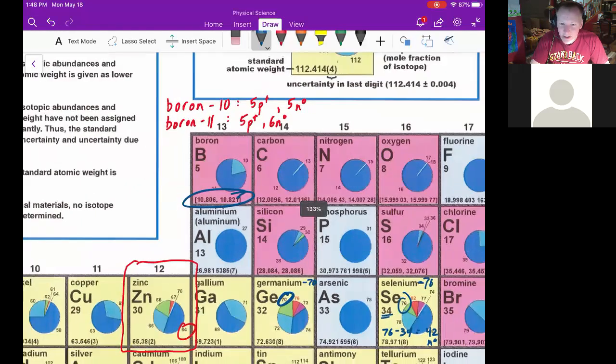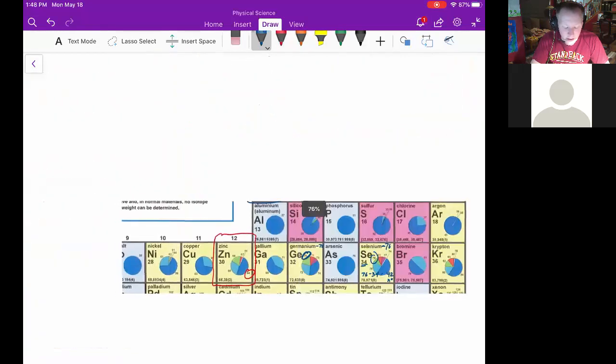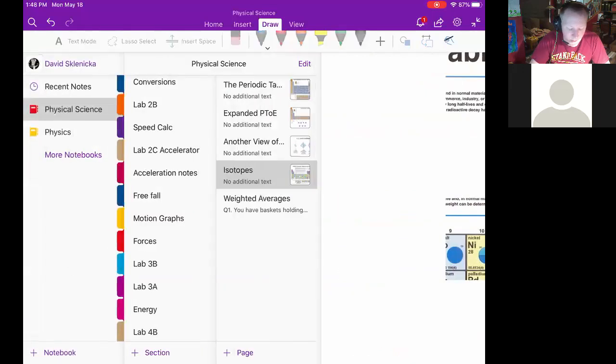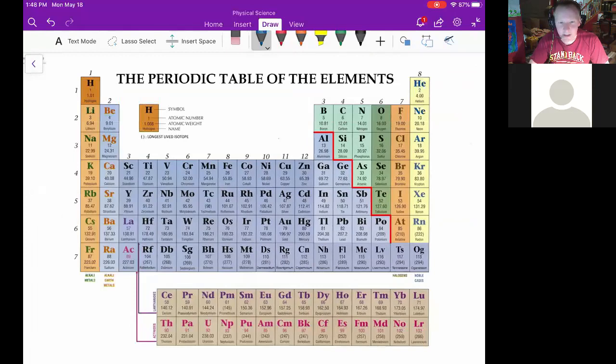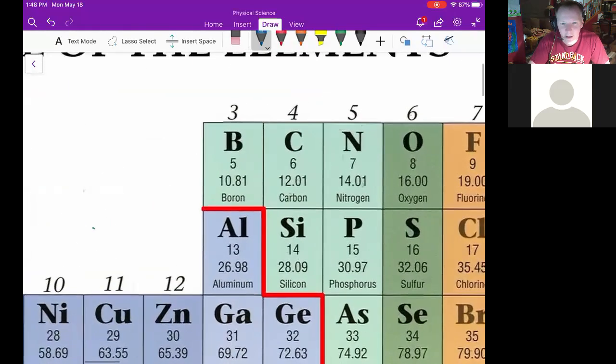That is a weighted average, but very often periodic tables will report them more like our standard one here, where it's just a single number. So if we look at boron again, it was 10.81. That's going to be an average of those, somewhere in between.